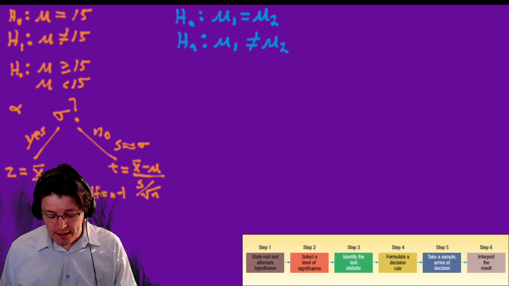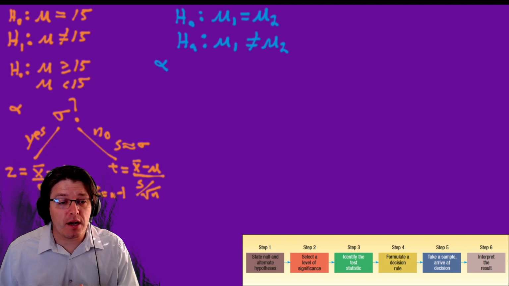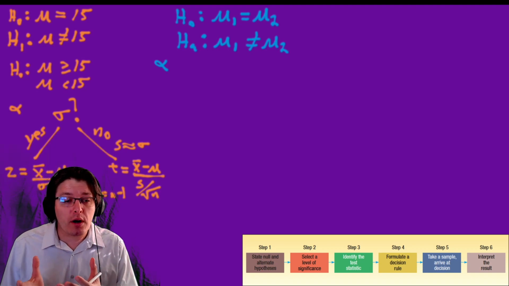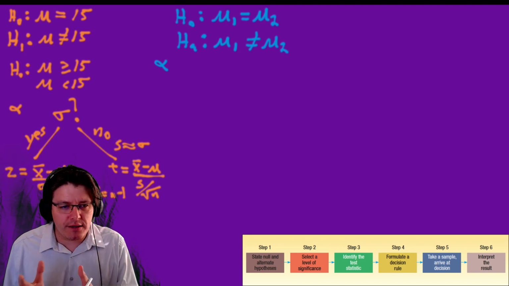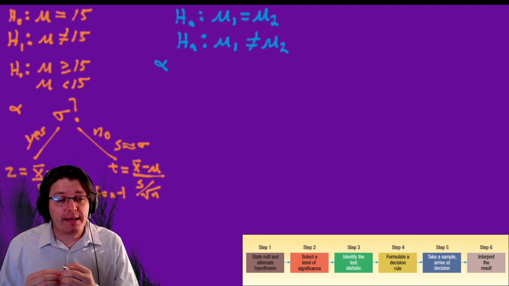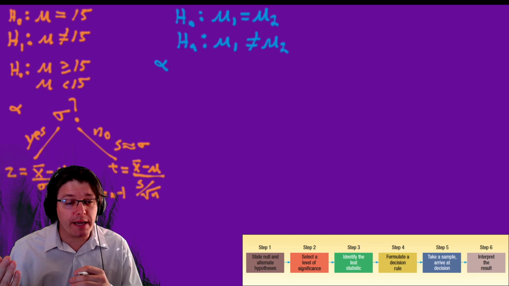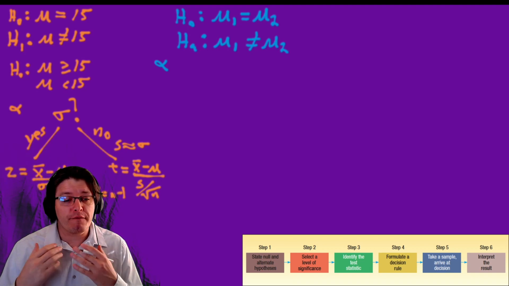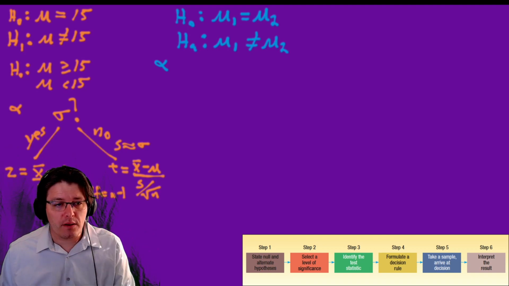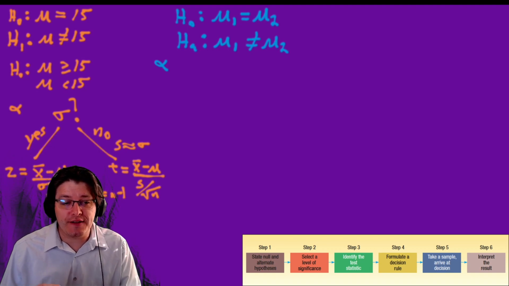Again, we need to set an alpha. Okay, so how much evidence do we need to be able to reject the null? And then here's where it's going to get more complex in our decision making. Let me set this up. There's going to be two big questions that we have to answer. The first one is very similar to what we've just done up above. The first question is, do we know the population standard deviations?